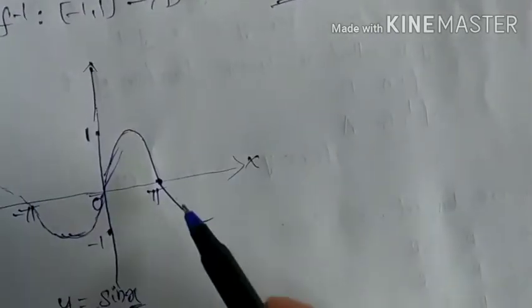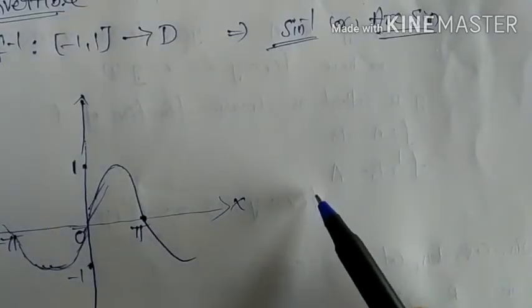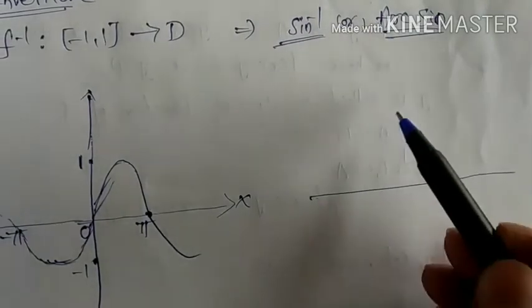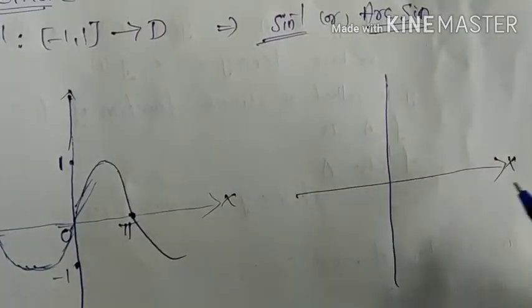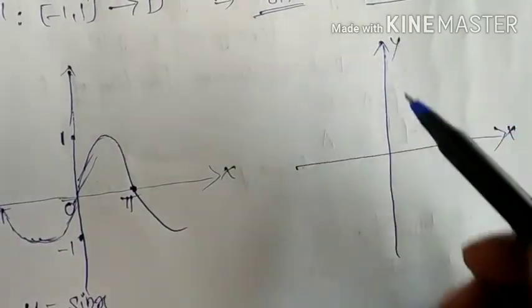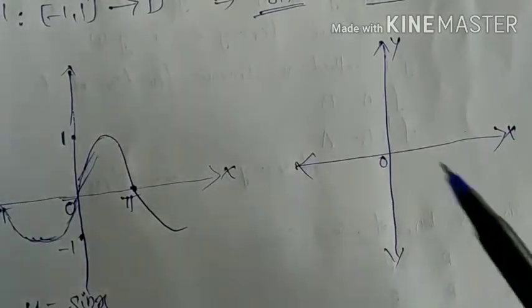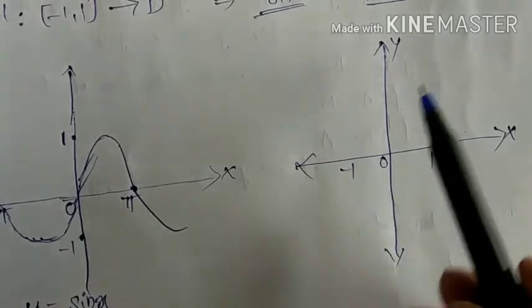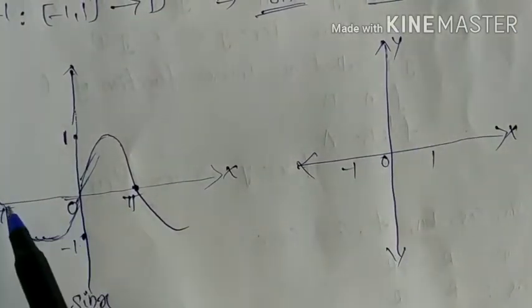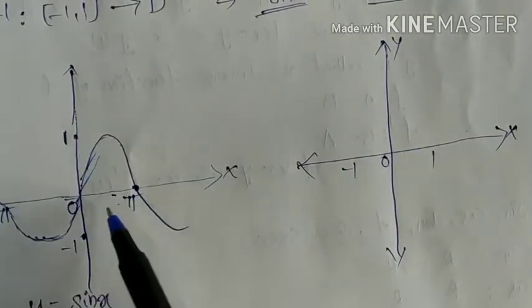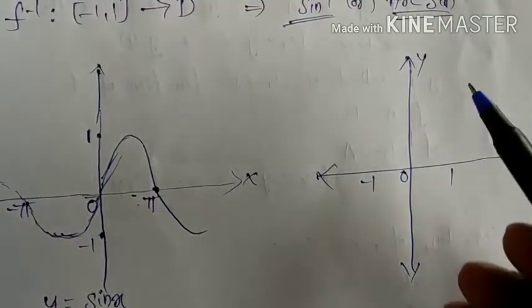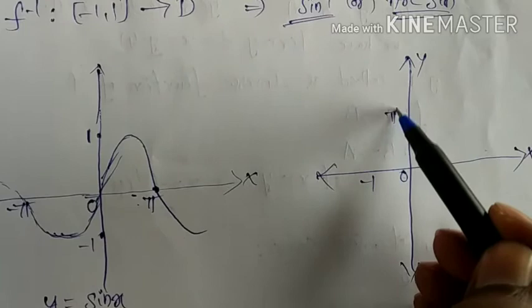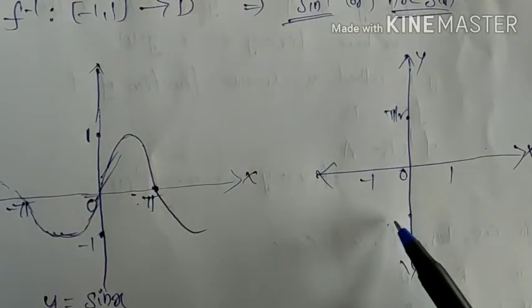Okay, so based on this you can draw the sine inverse graph, the inverse of the sine function. This is x and this is y, the intersection point. Here it is minus 1 and plus 1. Inverse means just these values are changed: x values on the y axis and y values on the x axis, right? So that's why here it is pi by 2, then it is minus pi by 2.